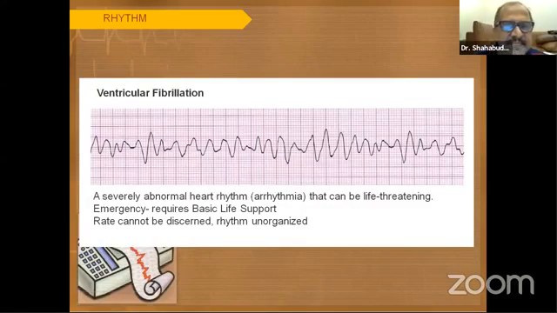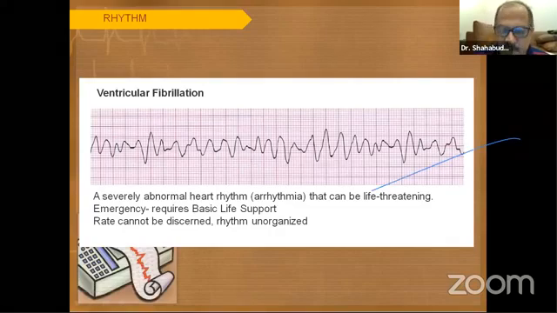And there is a bizarre complex. There is no definite complex. A severely abnormal heartbeat arrhythmia can be life-threatening, and the emergency requires basic life support. This is ventricular fibrillation. There is no organized form. There is a bizarre form.